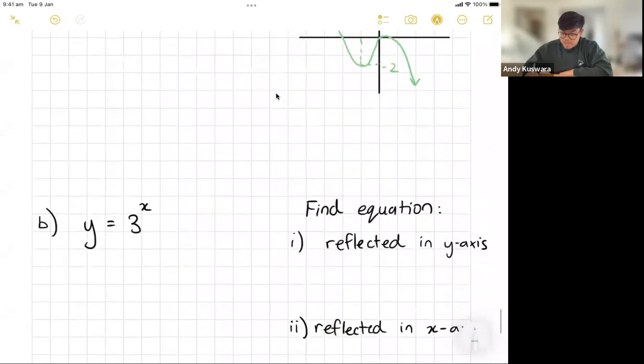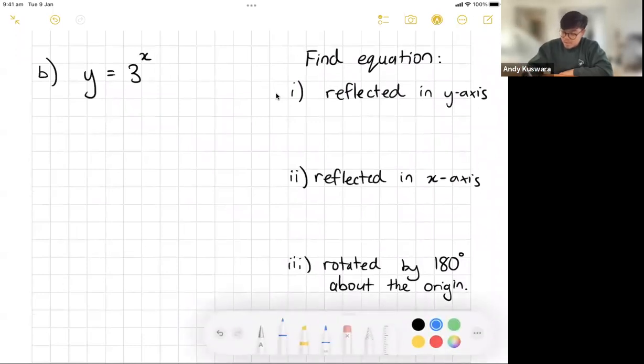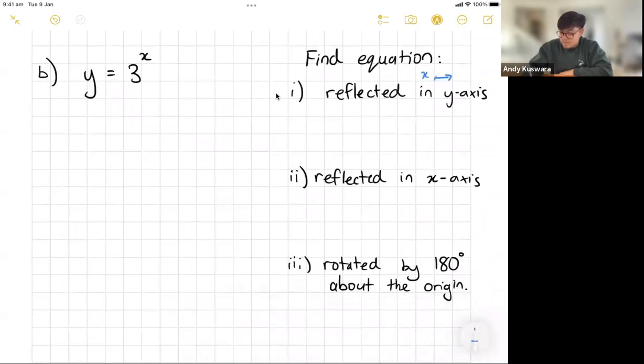There's one more type that you'll need to know. What if they give you an equation instead? Okay, same rules apply. What happens if I reflect in the y-axis? That means I change from x to -x. So in other words, this is a nice easy one. To reflect in the y-axis, it would just be y equals 3 to the power of, instead of +x, it would be -x.